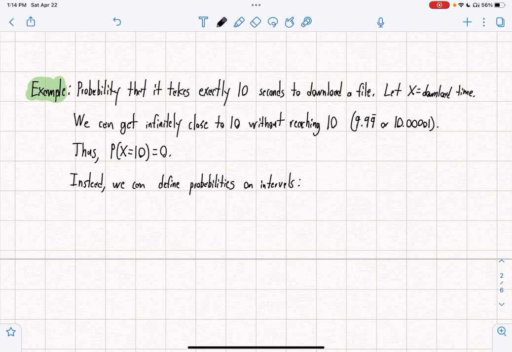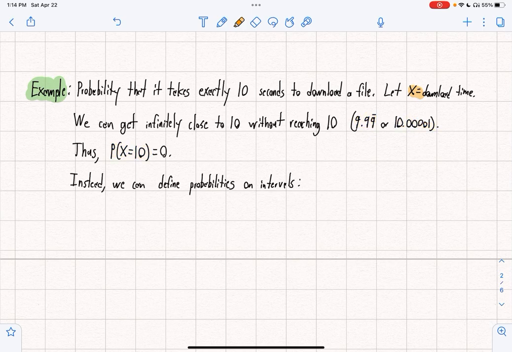Let's say, what's the probability that it takes exactly 10 seconds to download a file? So let a random variable equal the download time. Let's note that we can get infinitely close to the number 10 without ever reaching 10, right? It could take 9.999999 seconds to download, or it could take 10.0000001 seconds to download. So the idea is that we can get infinitely close to that 10-second mark without ever actually getting there. And that's why we're saying the probability that x is equal to any value, so in this case, the probability x is equal to 10, is always 0.